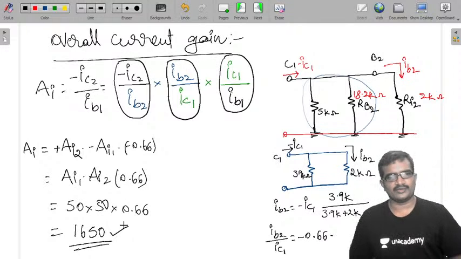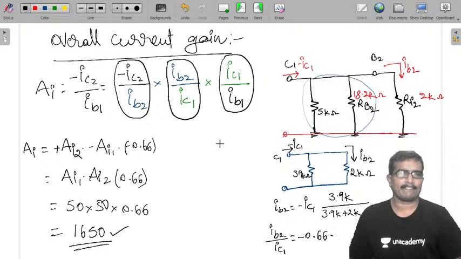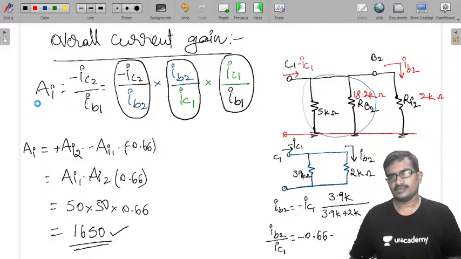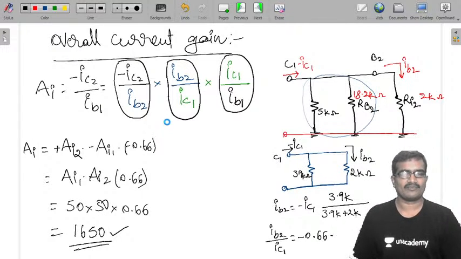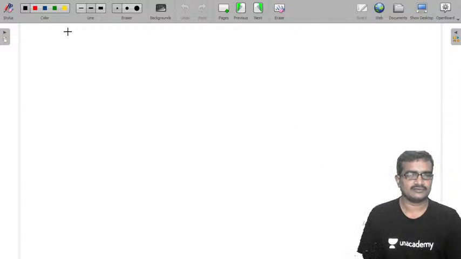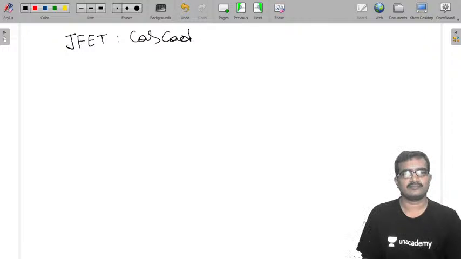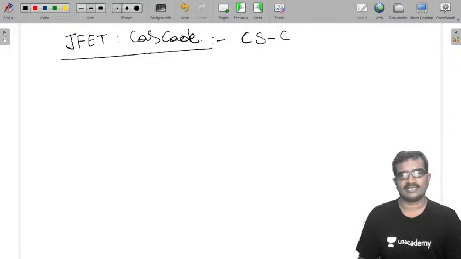Okay, so like this you need to analyze the circuit diagram. This is the procedure to analyze a multi-stage amplifier. Same thing we are going to take in case of FET. So now I am taking the FET amplifiers, FET cascade stage. So JFET cascade, it means common source followed by common source.